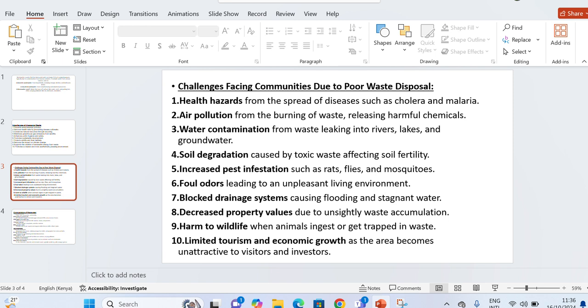The last one will be limited tourism and economic growth as areas become unattractive to visitors and investors, because investors and visitors like a pleasant place where they can stay without bad smell. So when we poorly dispose of our waste, we are losing tourists in our country.